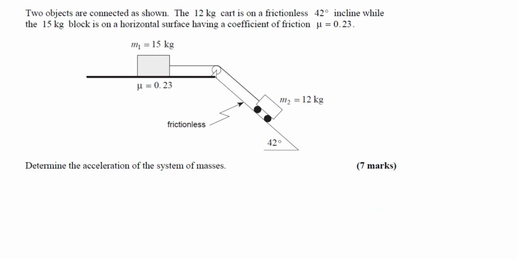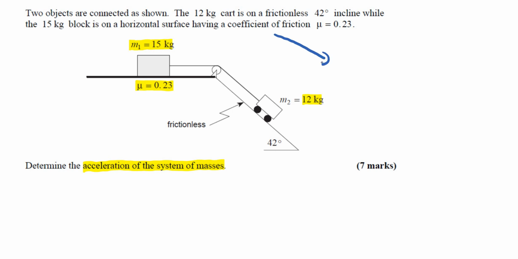Let's move on to the last question in this homework video guide. So now we have a very interesting incline problem. We have an object that's 12 kilograms on the incline, and we have another object that's 15 kilograms on a horizontal surface, and we do have friction to consider here. We have to find the acceleration for this system, and we're going to assume that the system is going down the incline.